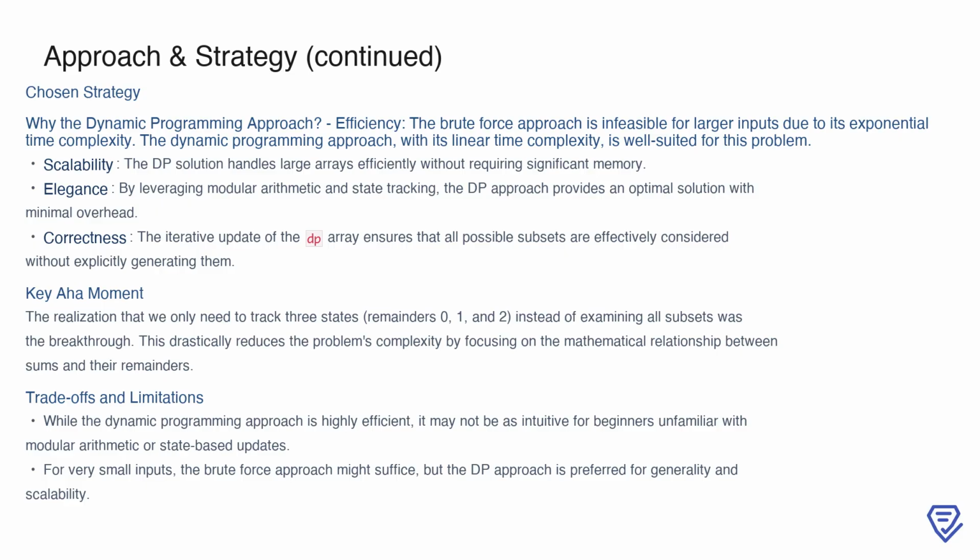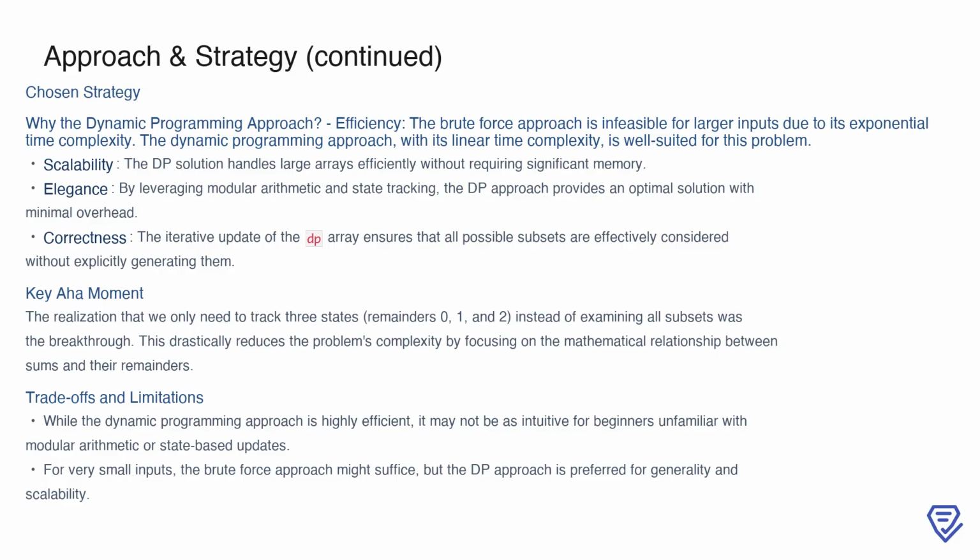The real breakthrough here is the realization that we only need to track 3 states, remainders of 0, 1, and 2, rather than examining all subsets explicitly. This dramatically reduces complexity while ensuring correctness. However, it's worth noting that while this approach is highly efficient, it may be less intuitive for beginners unfamiliar with modular arithmetic or dynamic programming concepts.